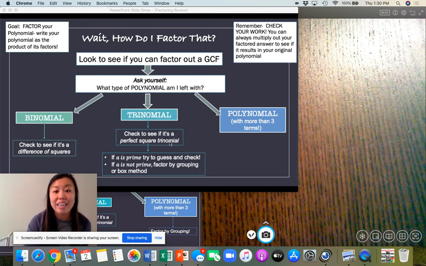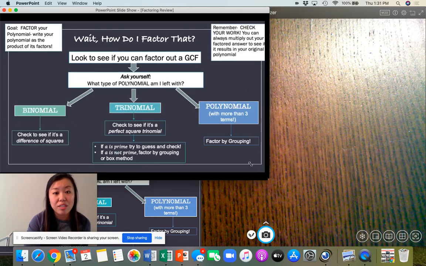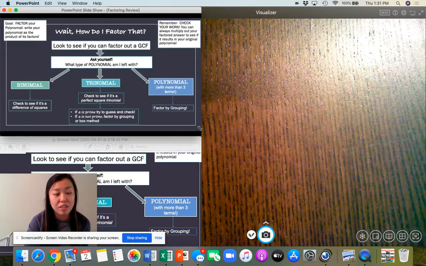All right, the last thing is, what if it has more than 3 terms? If it's a 4-term polynomial, for example, you're going to have to factor by grouping, all right? So I have this little flowchart here as a reference. All right, what we're going to do is head into our first example, and we're going to kind of use this as a reference.